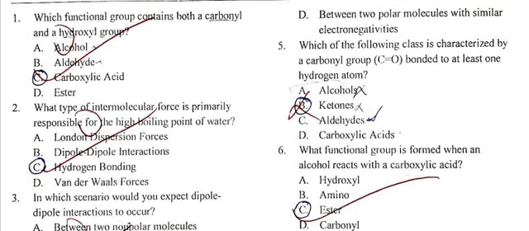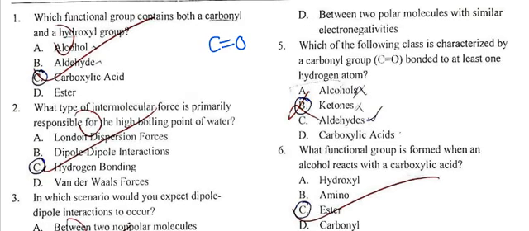The first question is saying, which group contains both a carbonyl and a hydroxyl group? So when you look at the first one, it is saying alcohols, of course, don't, aldehydes don't, because an aldehyde contains something like this, and this particular carbonyl group should be at the far end of a carbon atom. If it is in the middle, then it becomes a ketone.